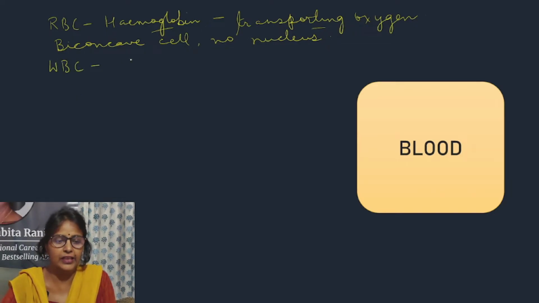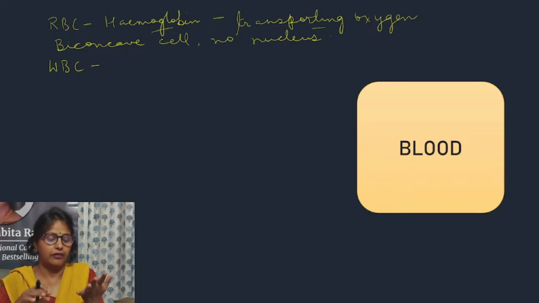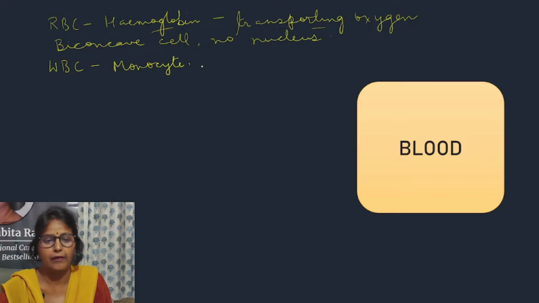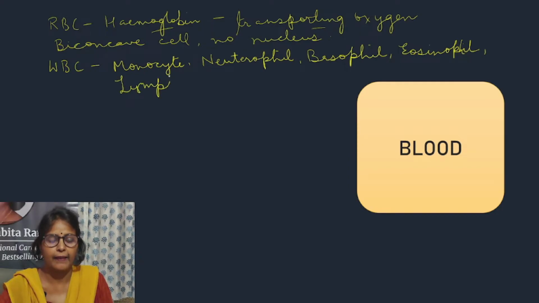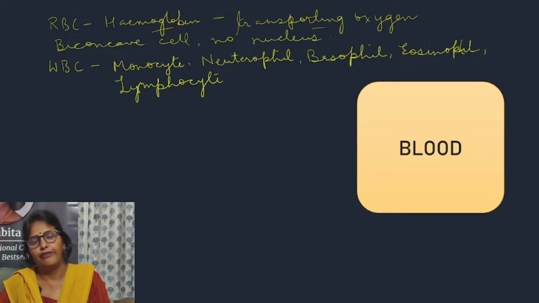If we look at WBC, there are 5 different types of WBC in our body: monocyte, neutrophil, basophil, eosinophil, and lymphocyte. So these are 5 different types of WBC present in blood, which will help in fighting against the different germs or foreign objects that come into our body. Some of them engulf those foreign objects so that they do not harm our body. So this is protecting us from different kinds of germs and infections.